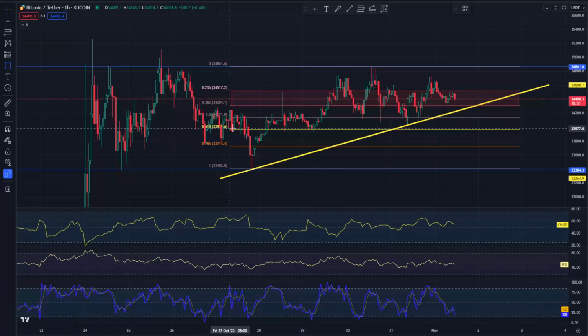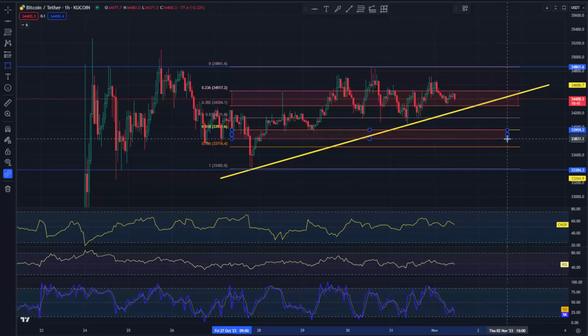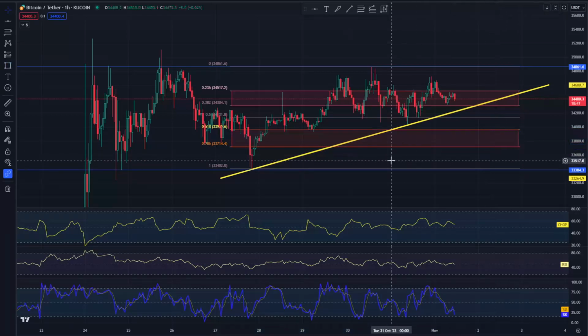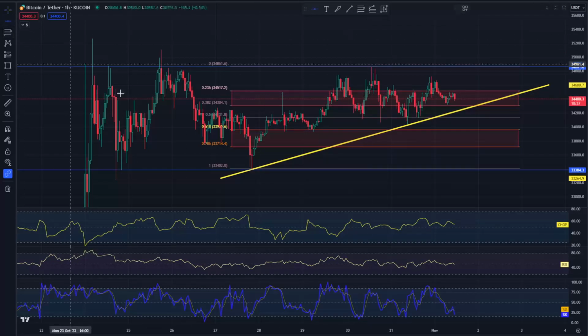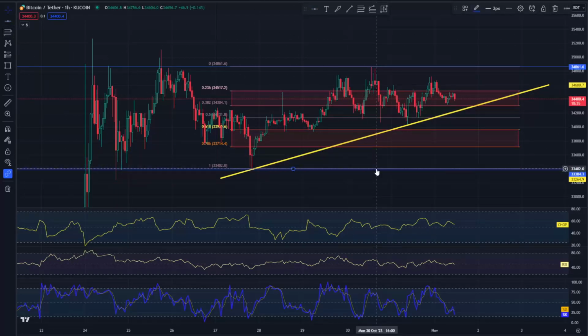But when the price breaks down, we still have a second important zone from $33,959 to $33,716, and then support at the lower border of the channel at $33,402.